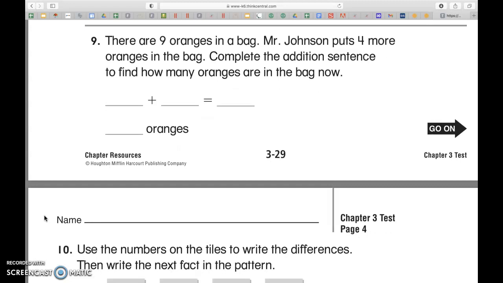Number 9, there are 9 oranges in a bag. Mr. Johnson puts 4 more oranges in the bag. Complete the addition sentence to find how many oranges are in the bag now. Your addition sentence with your total written here, and then however many oranges he has written on this line.